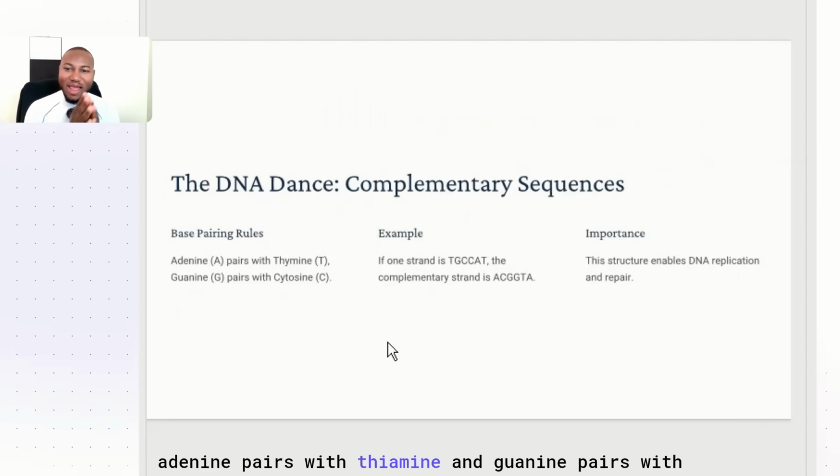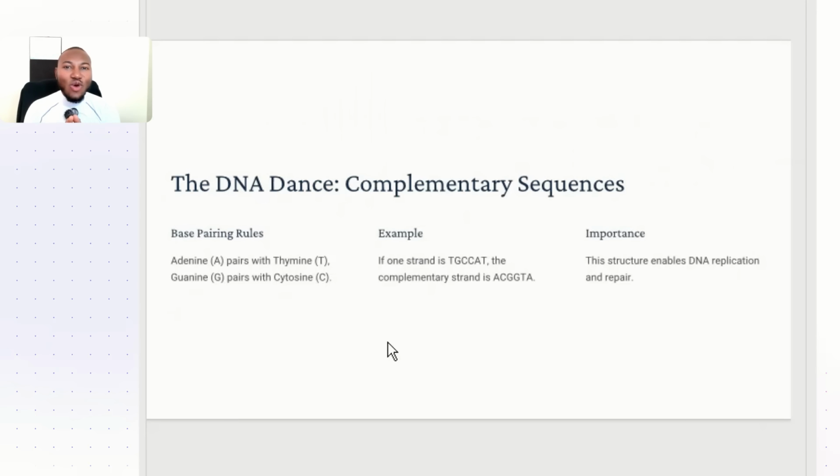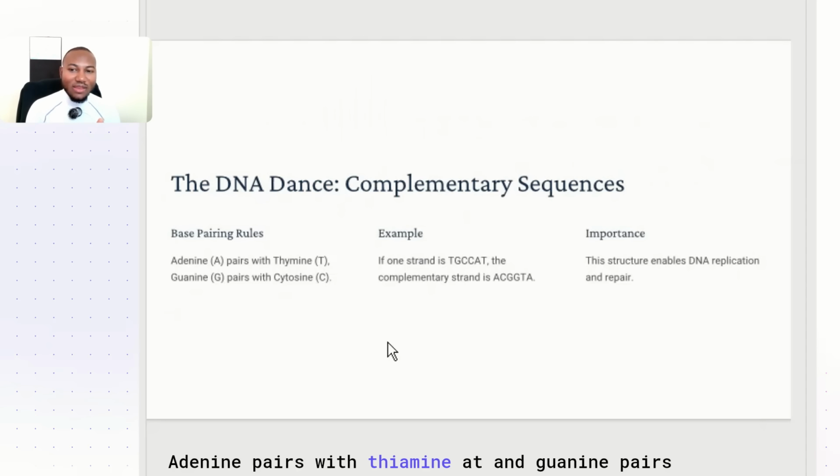Adenine pairs with thymine. And the guanine pairs with what? Cytosine. You need to remember this. Adenine pairs with thymine, AT, and guanine pairs with what?